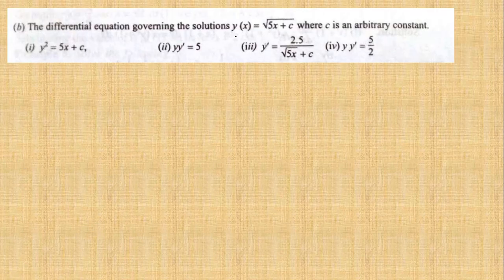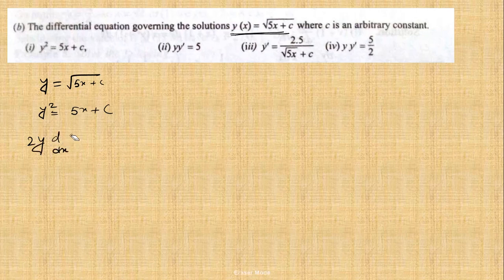Differential equation governing y of x equal to this, where c is the arbitrary constant. So y is equal to root over 5x plus c. So we square: y square equals 5x plus c. Differentiate, that is 2y dy/dx, or you can write 2y y prime equals 5. So you can write y y prime equals to 5 by 2.